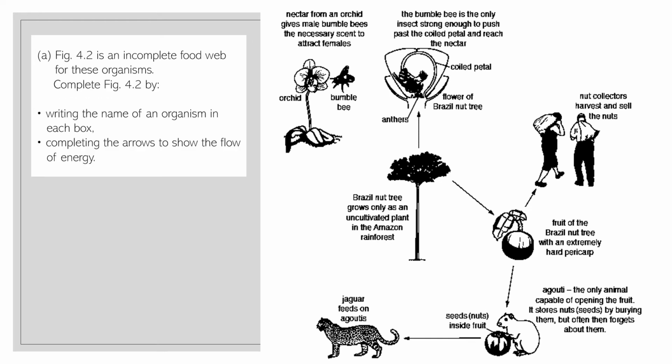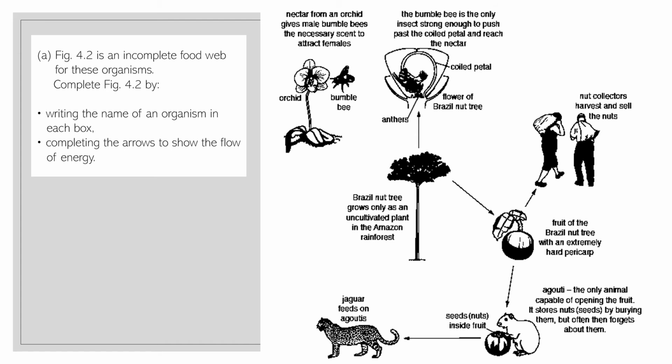Question 4a, figure 4.2 is an incomplete food web for these organisms. Complete figure 4.2 by writing the name of an organism in each box, completing the arrow to show the flow of energy. So the boxes will be seen on the next slide. But first, we are going to make sure that we understand the flow of energy within this ecosystem.